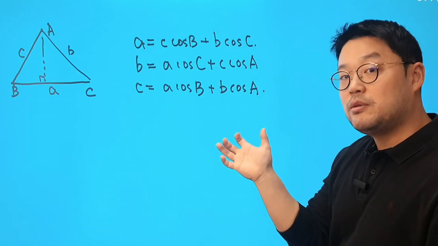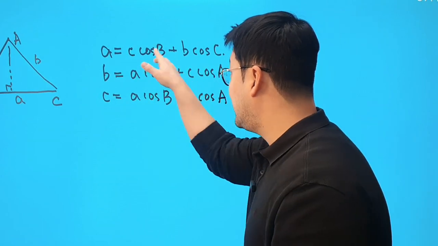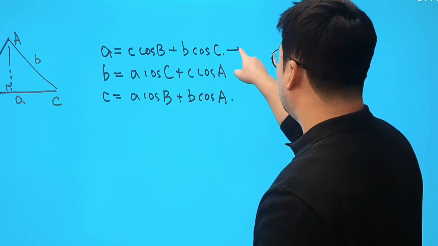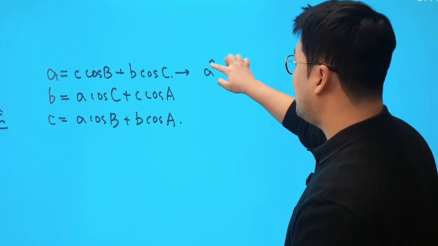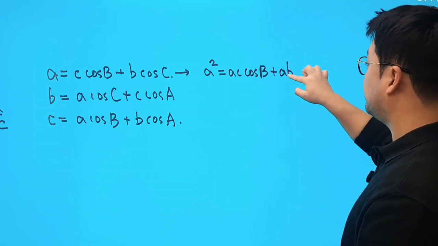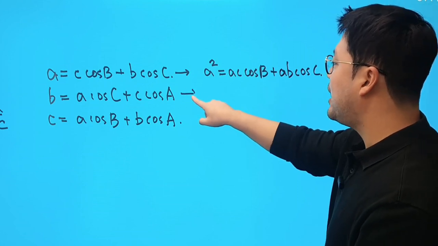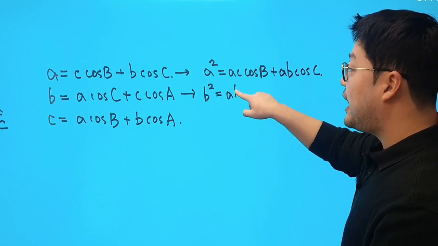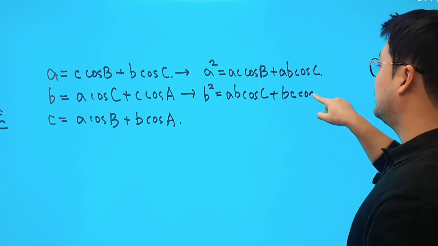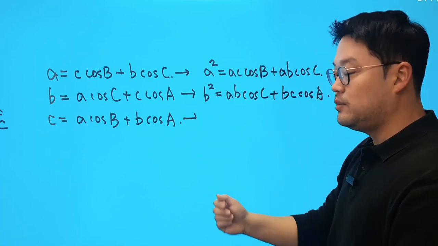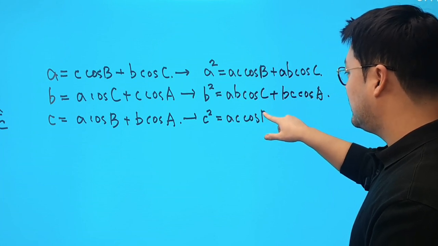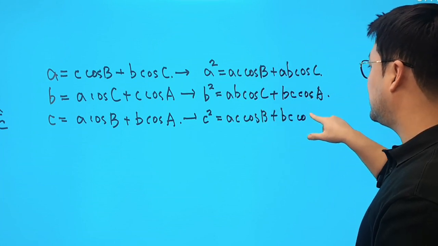All right, so imagine multiplying the right side and the left side, both of them, by a, b, and c respectively all together. So if I multiply by a, you've noticed that that becomes a squared equals ac cosine B plus ab cosine C. And at the same time, b squared equals ab cosine C plus bc cosine A. And what do you know about the last one? Well, c squared is supposed to be just ac cosine B plus bc cosine A.